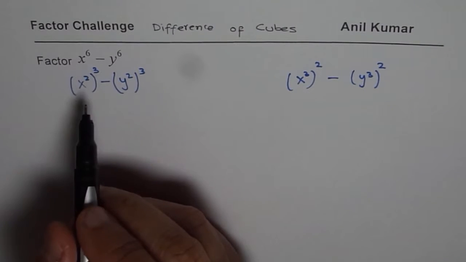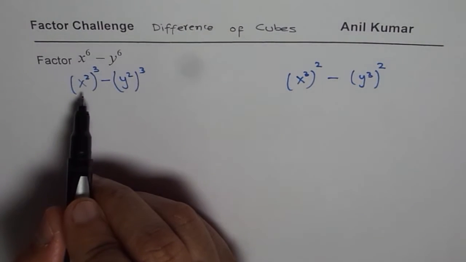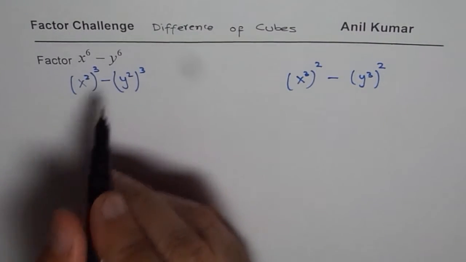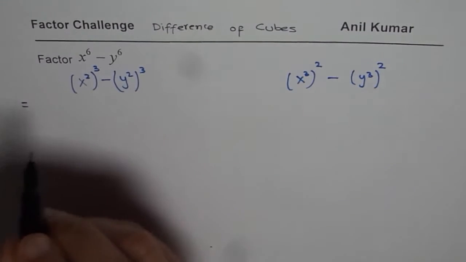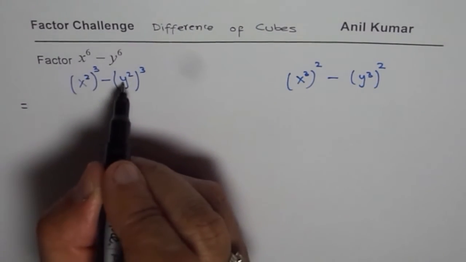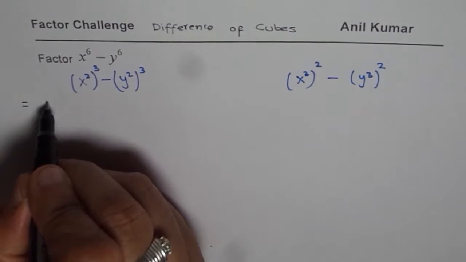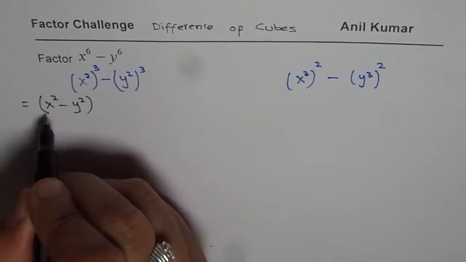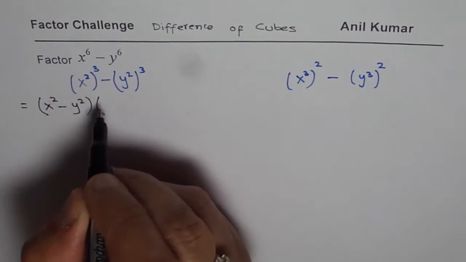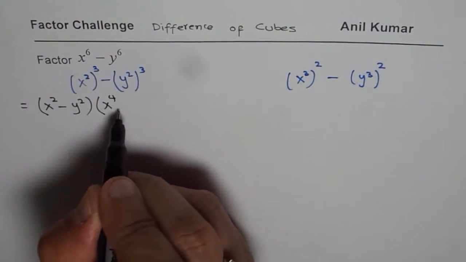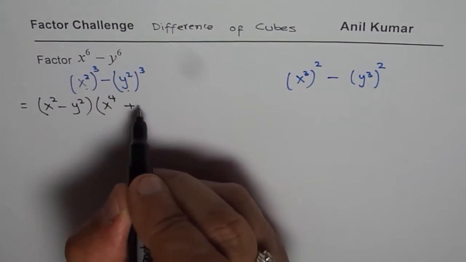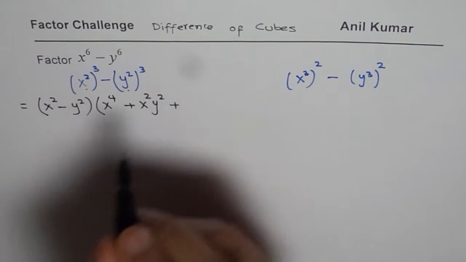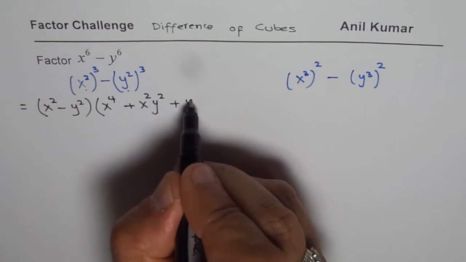So let me begin with the first one, which is (x square) whole cube minus (y square) whole cube. Now difference of cube formula, you remember, a cube minus b cube is a minus b. So in this case, a is x squared. So we can write this as x square minus y square, that is a minus b, times square of a, which is x to the power of 4, plus product of these two, which is x square y square plus square of the other term, which is y to the power of 4.